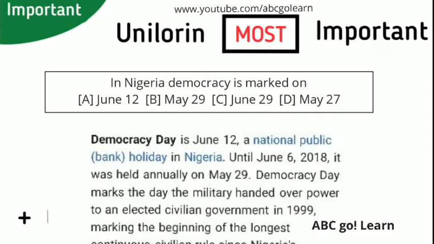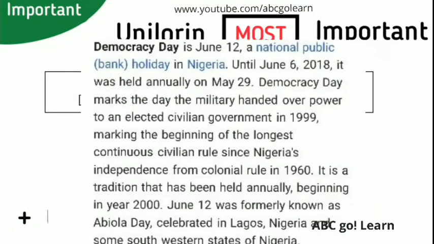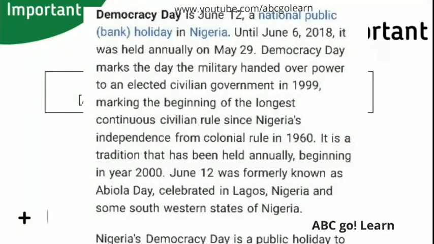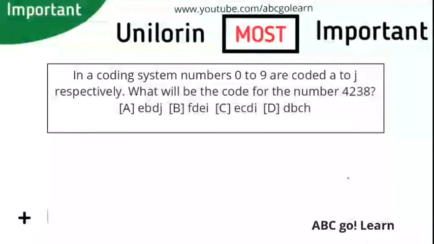Question number 16. In Nigeria, democracy is marked on what? I know everybody should know this. It is June 12. But did you know that June 12 was not really Democracy Day before? It was known as Abiola Day, but was changed on June 6, 2018. Before, Democracy Day was May 29. So these are some of the questions you could be asked. Just note.